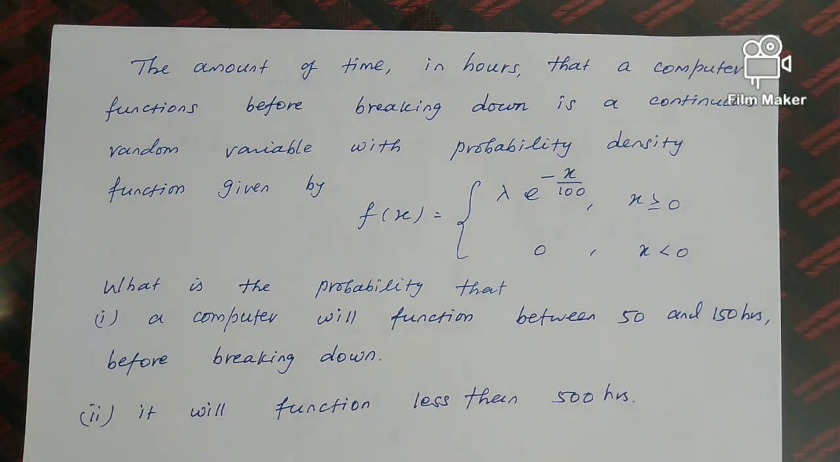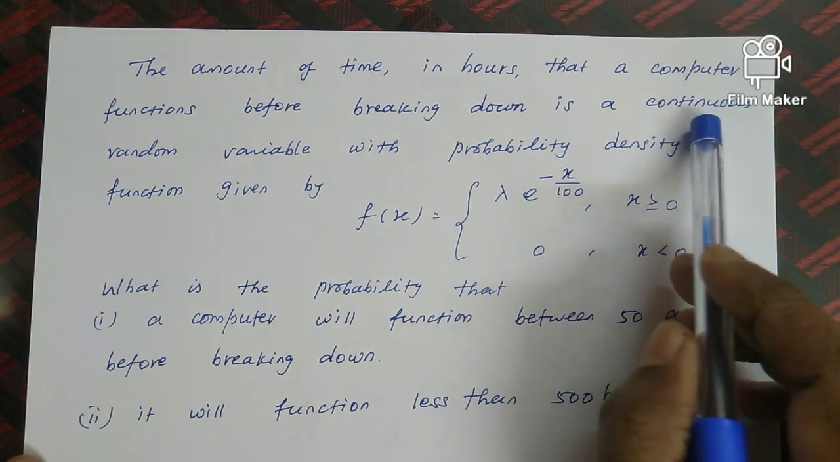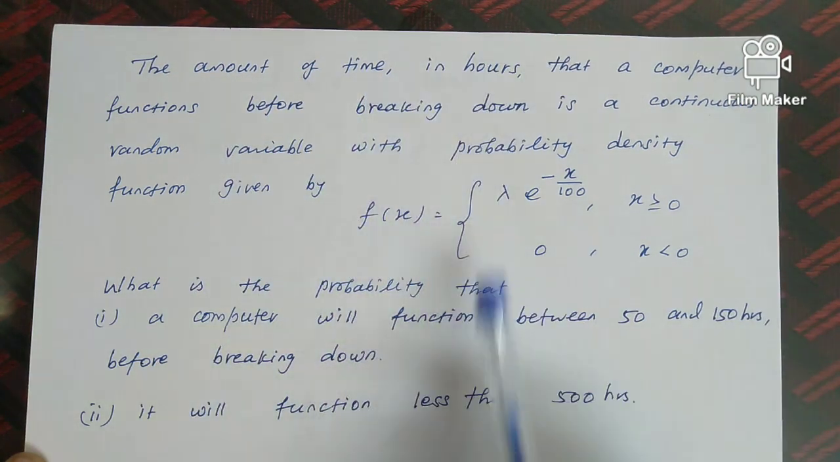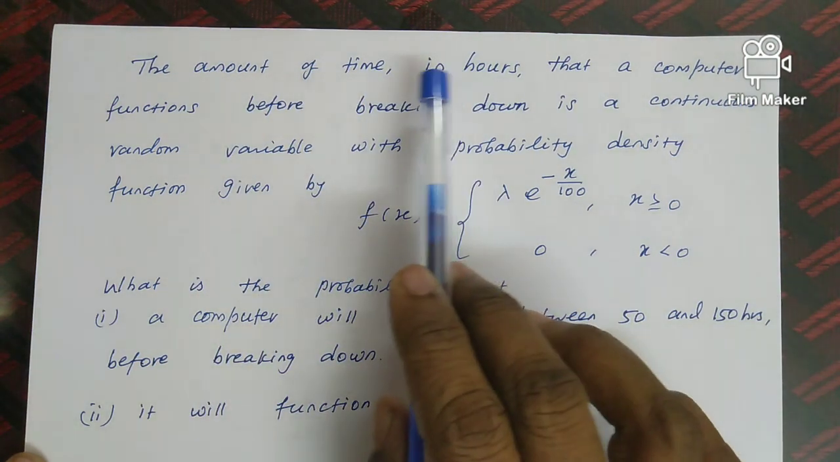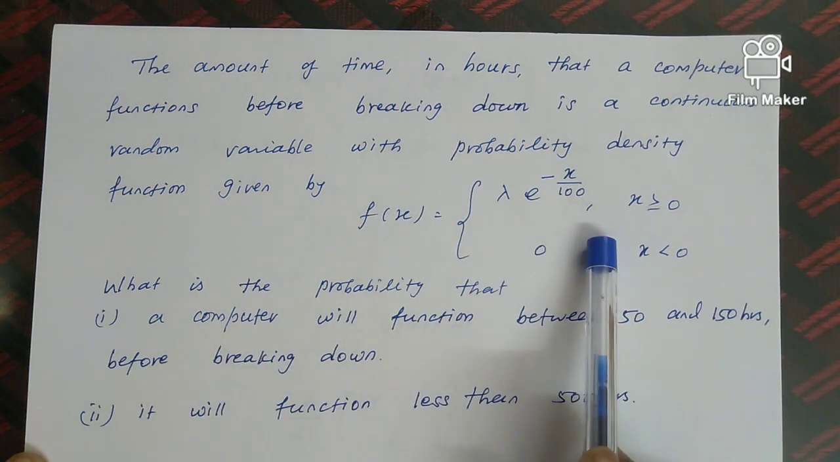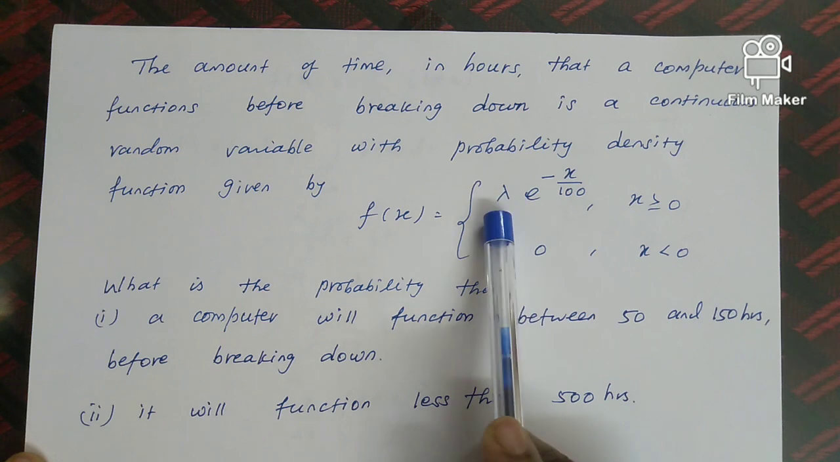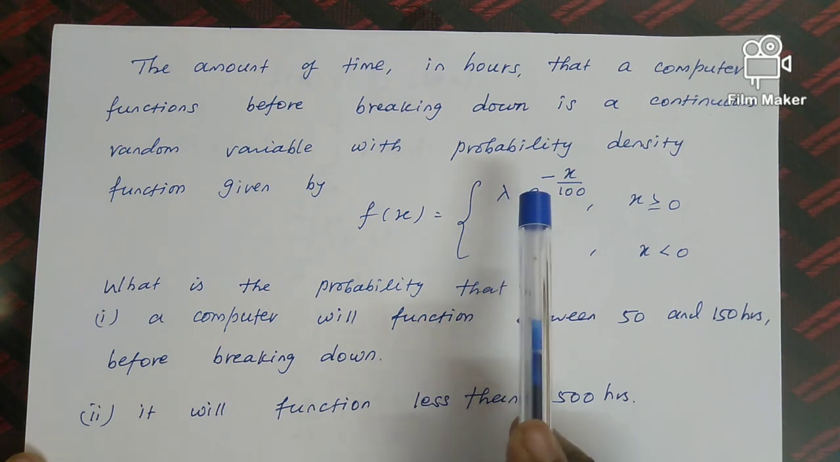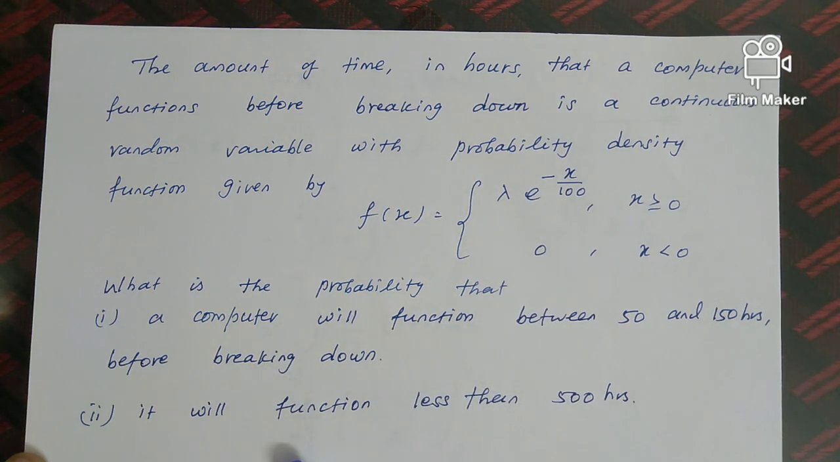So the question is, the given random variable is a continuous random variable. It's given in the question itself. And also it's given that the amount of time is in hours. Okay. So the density function is given. Look at the density function, there is an unknown value, that is lambda. So first we are supposed to find the value of lambda, then only we can proceed with the question.